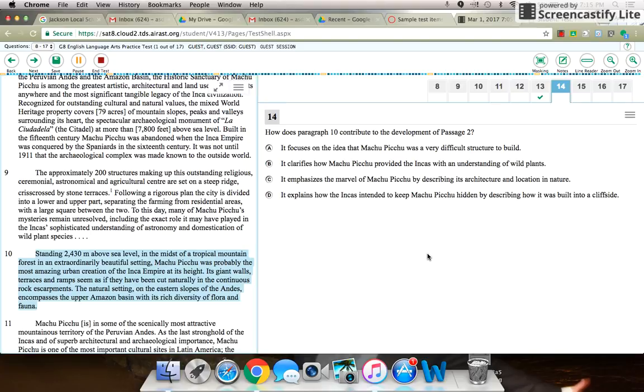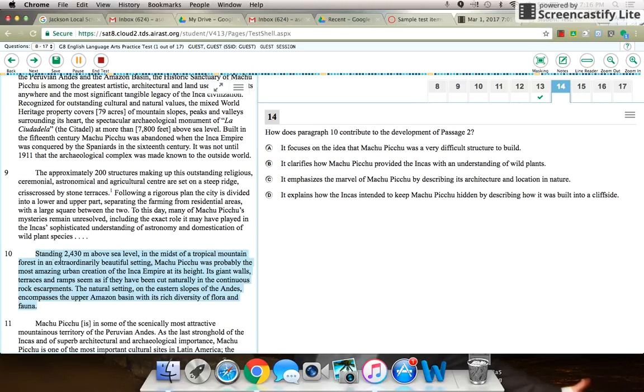The last few questions have been vocabulary kinds of questions and defining things. Question 14 is craft and structure, and what we're working on is analyzing details in a text in order to figure out what its purpose is in the overall text. So the question says, how does paragraph 10 contribute to the development of passage 2?